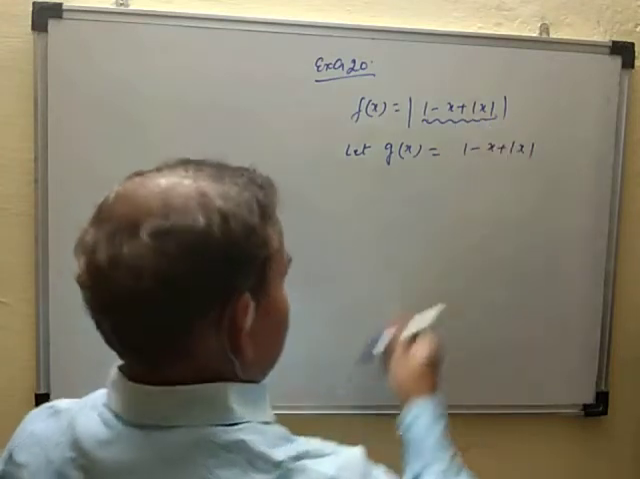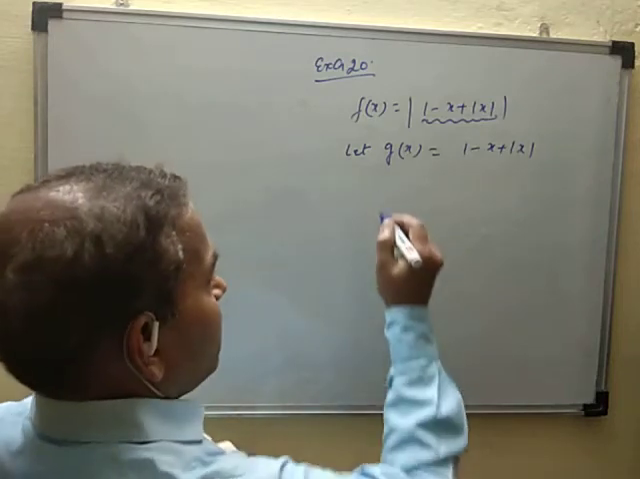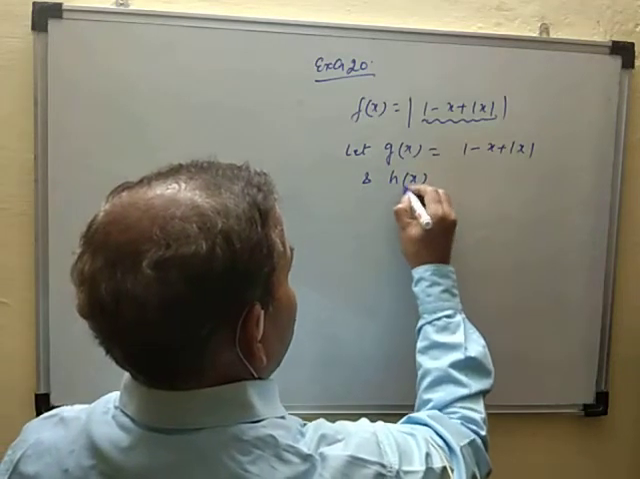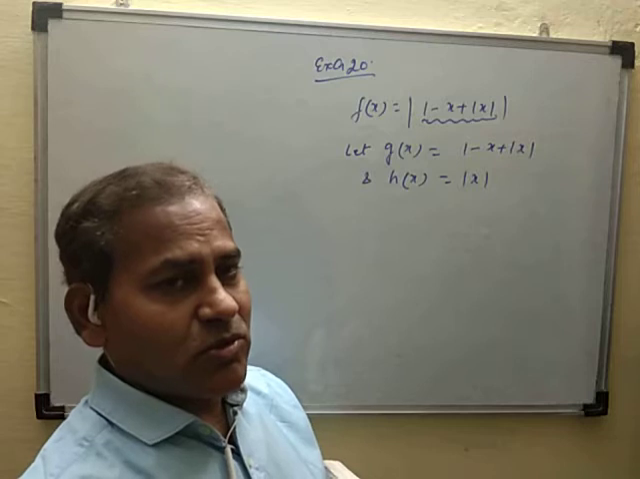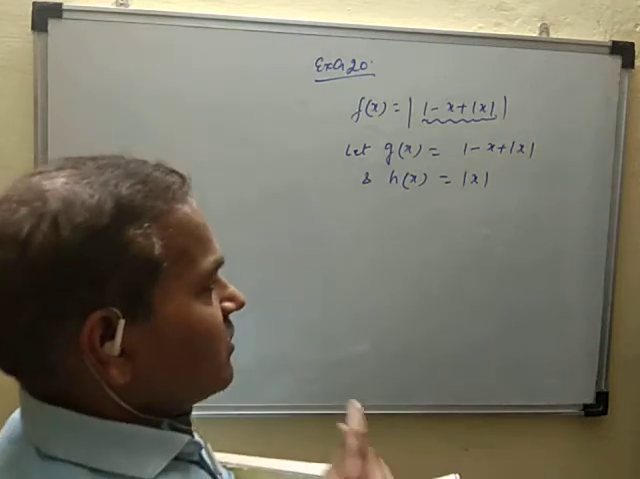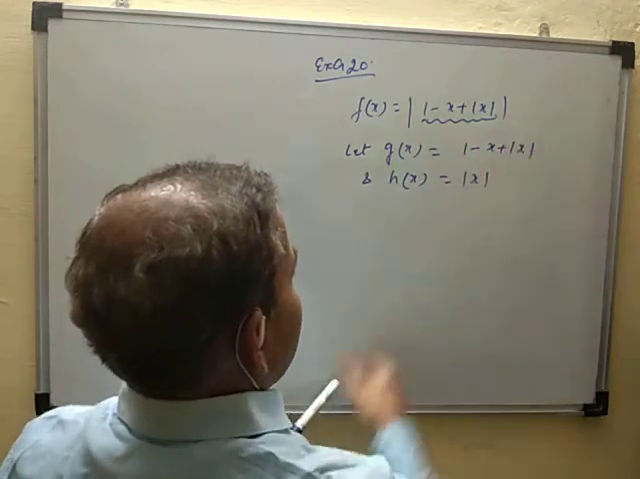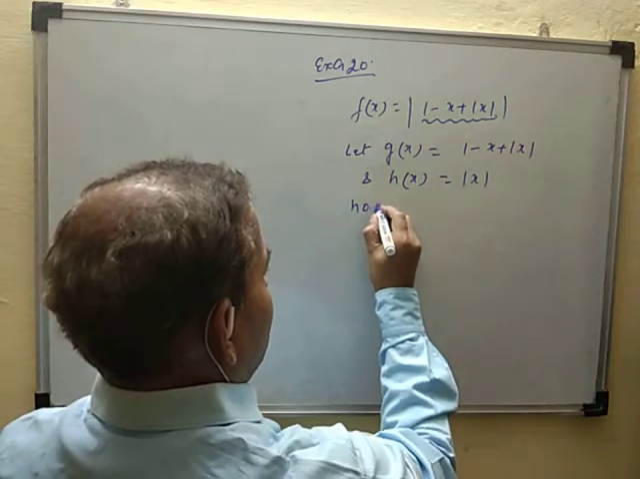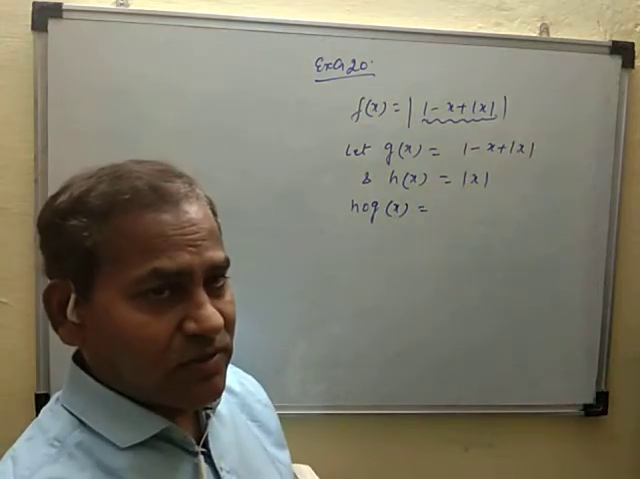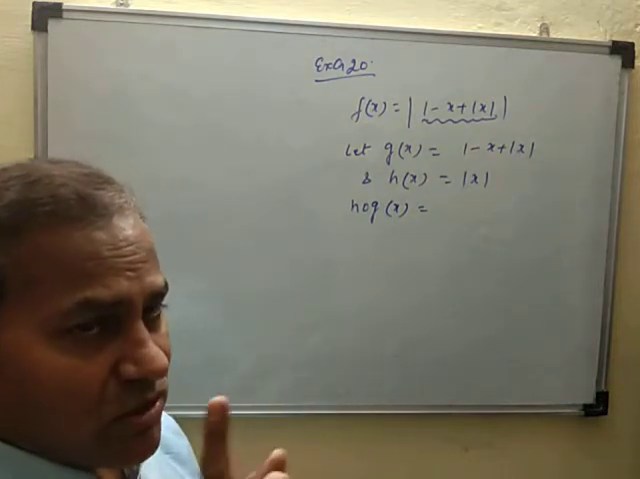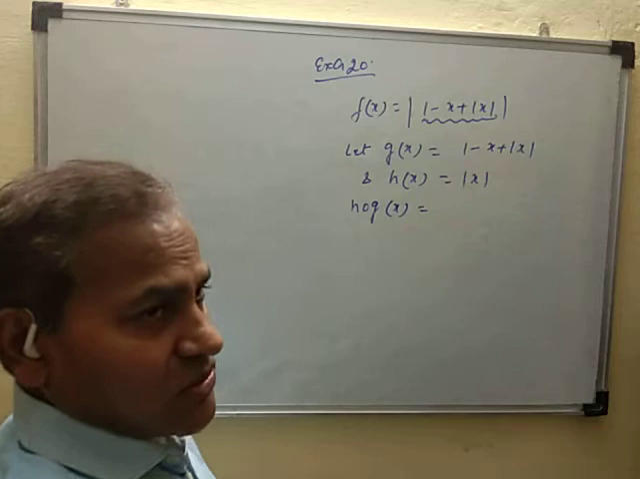Suppose this whole thing is the function g of x, and the whole mod is another function, the modulus function, and h of x is equal to mod x. Find their composition. First is the modulus function. So find the value of h composition g at x. Modulus function: first write the mod function. h composition g at x.